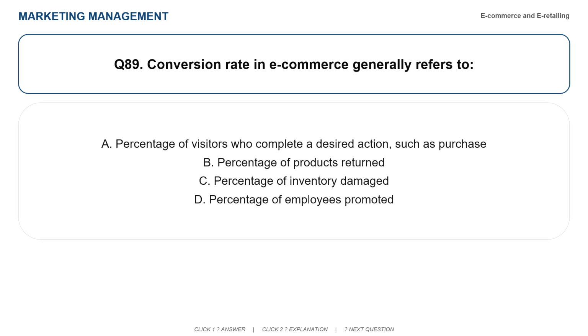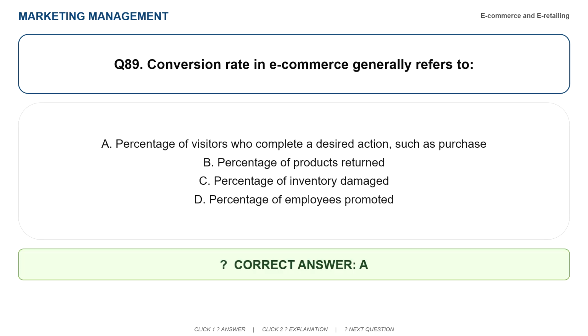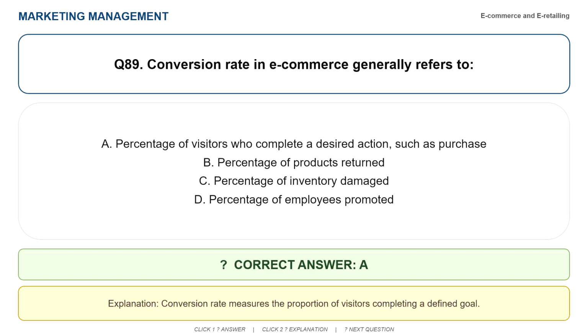Question 89. Conversion rate in e-commerce generally refers to. Option A, percentage of visitors who complete a desired action, such as purchase. Option B, percentage of products returned. Option C, percentage of inventory damaged. Option D, percentage of employees promoted. The correct answer is A. Explanation. Conversion rate measures the proportion of visitors completing a defined goal.